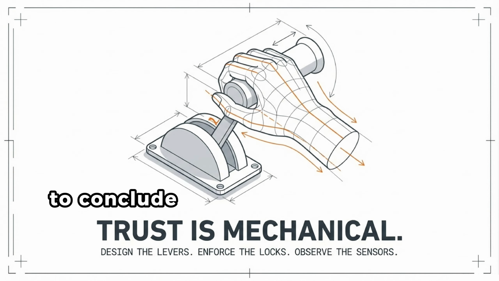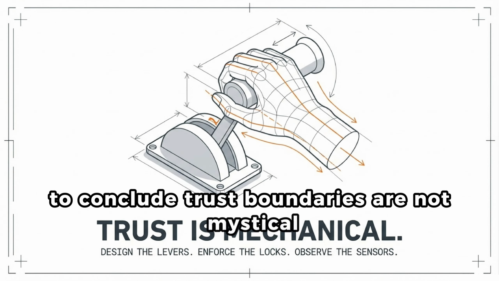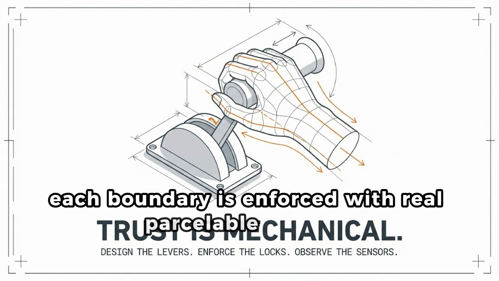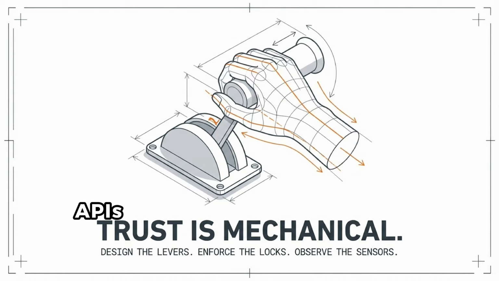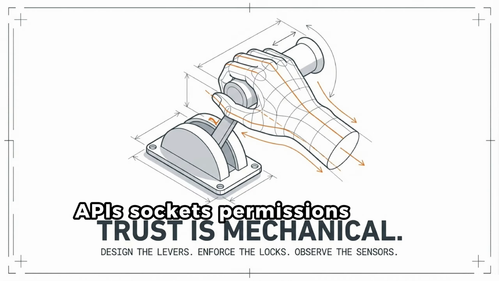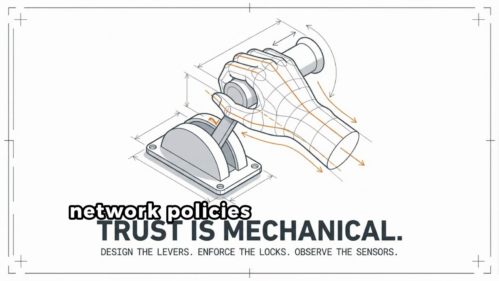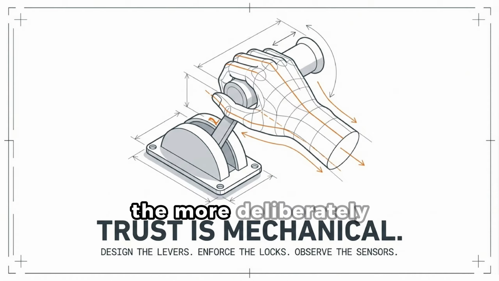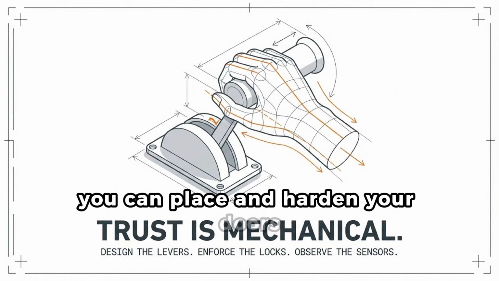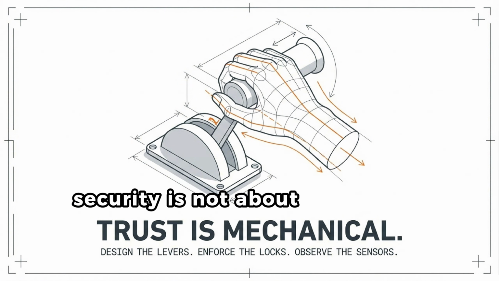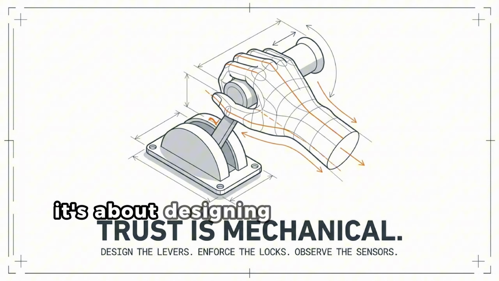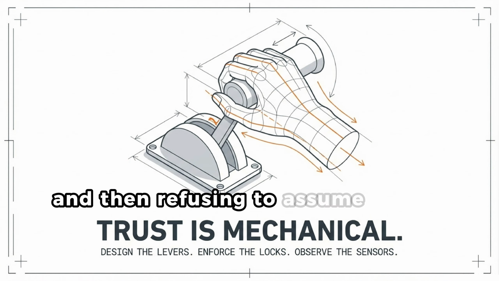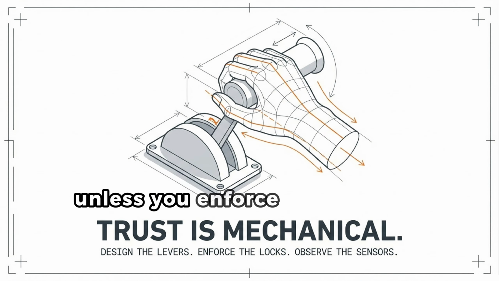To conclude, trust boundaries are not mystical. They are mechanical. Each boundary is enforced with real, tangible controls: APIs, sockets, permissions, syscalls, network policies, tokens, and logs. The better you know those controls, the more deliberately you can place and harden your doors. Security is not about odd magic spells. It's about designing the right levers, locks, and sensors, and then refusing to assume they'll work unless you enforce and observe them.